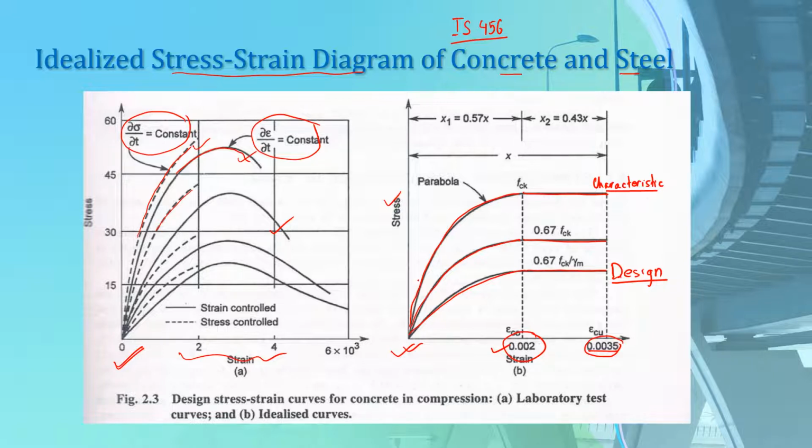if this curve at the very top represents the characteristic curve, then it represents the characteristic strength of our concrete, which is given as fck. Now this characteristic strength fck has been reduced by some amount. That means we have only used here 67% of the characteristic strength and derived this second curve. So why has this curve been reduced to this curve?